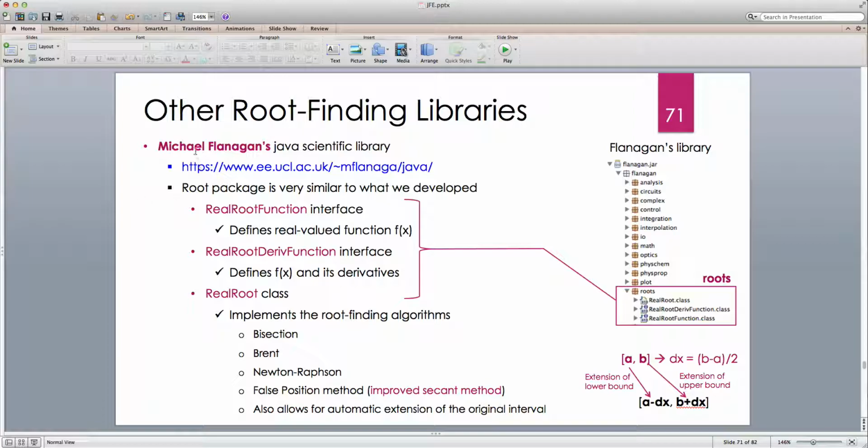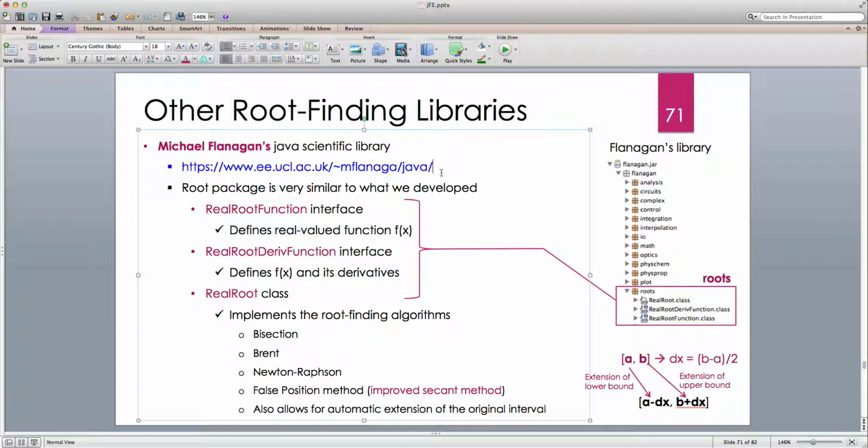one of them is Michael Flanagan's Java Scientific Library. We discussed this before in the polynomial tutorial and also in the complex numbers tutorial. You can find the Java archive file and download it from Michael's website, www.ee.ucl.ac.uk/~mflanaga/java, University College London. And there is a complete Java document on the website with all the explanations of all the methods and all the classes and all the packages.